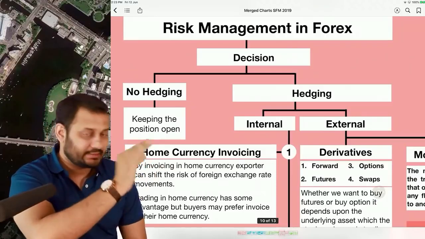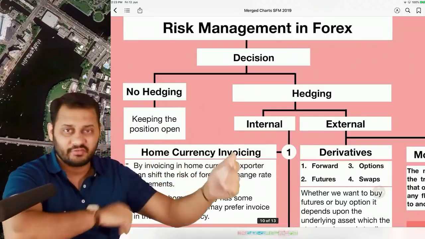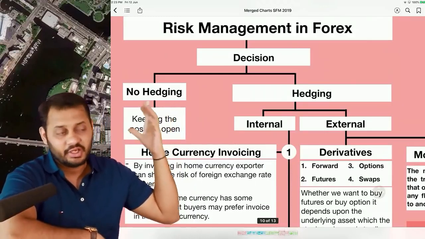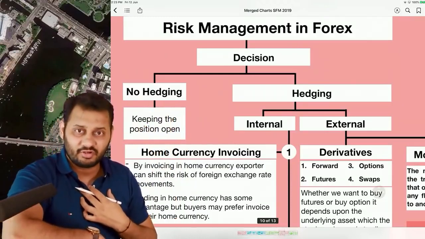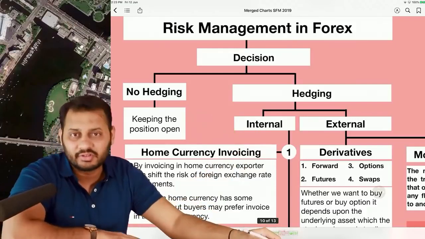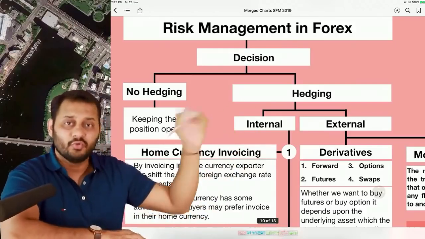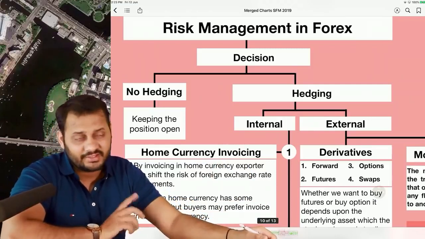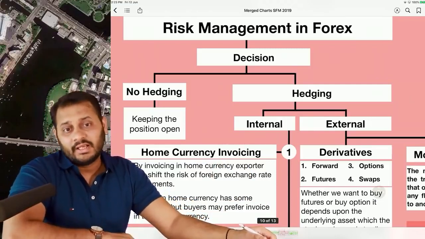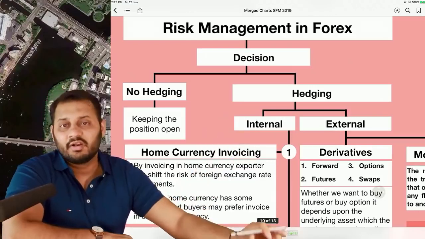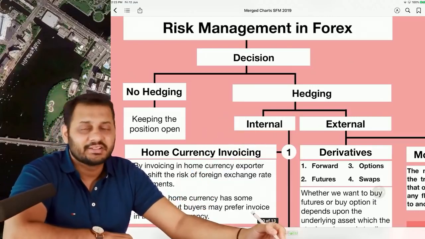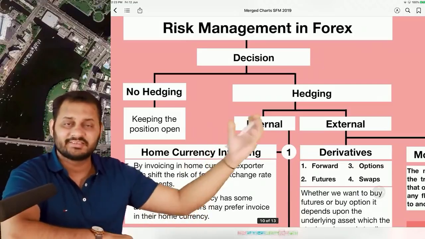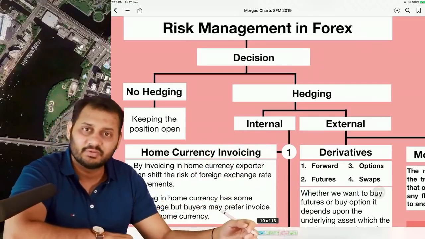If you expect that the situation will be favorable on that date, then only you should not hedge. If you have this fear of unfavorable spot rate on that date, then it's better not to wait but to hedge that exposure today itself. And when it comes to hedging, there are two different types of hedging: internal hedging and external hedging. Internal hedging has some parts, external hedging has some parts. Let's first discuss internal hedging.